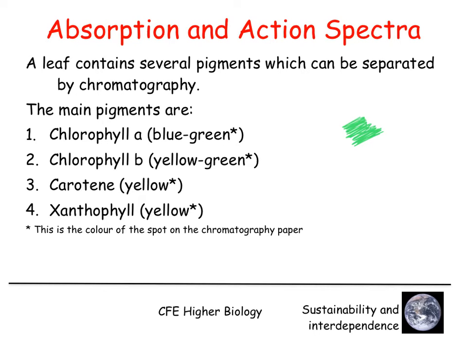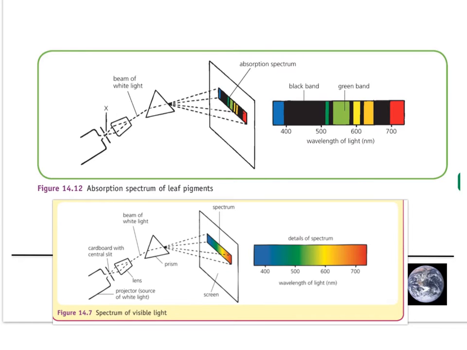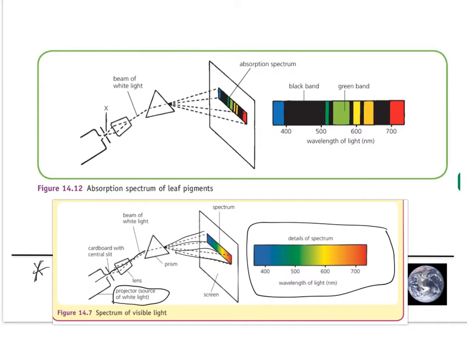So if we move on and have a wee look at what happens when a beam of white light is passed through a sample of these pigments, we can do that by looking at the diagrams that we've got here. The one at the bottom is where we've got a projector, which is a source of white light, and the light shines through a wee slit in this cardboard, through a lens, and then through this prism. So you get the different wavelengths. We talked about this earlier in the diagram. This is the visible spectrum of light, the blue side here, the red side here, and the other colours in between.